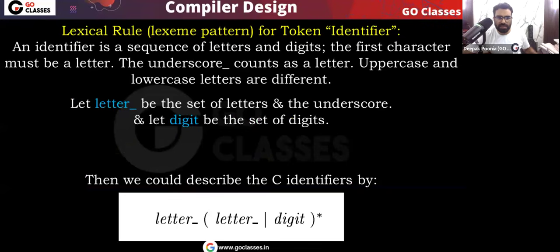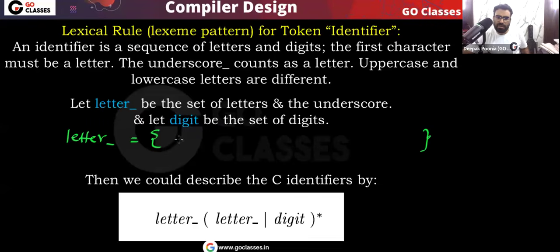Now let's see the regular expression that will describe an identifier. The English description we have already seen. What is an identifier in the C language? An identifier in the C language is a sequence of letters and digits. The first character must be a letter. Underscore is a letter. Uppercase, lowercase letters are different. Now let's assume this letter_ is the set of all letters and underscore. So remember, we are describing a set, that is letter_. What is this? This is a set.